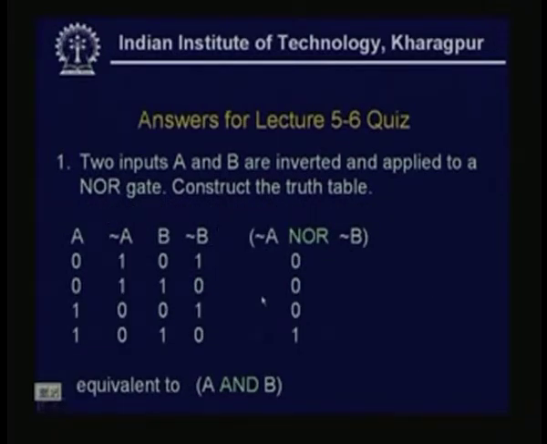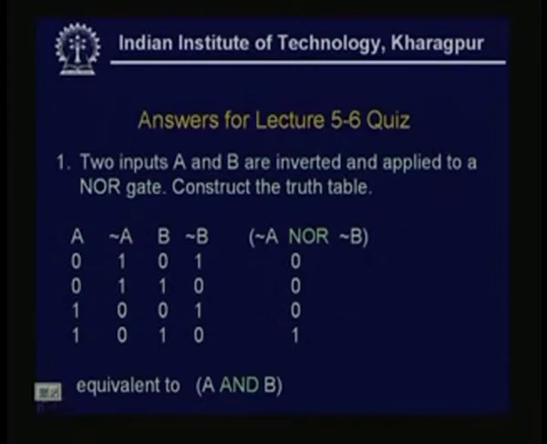Now, A and B are inverted. So, if A takes the values 0, 0, 1, 1, this complement of A, or negation of A, will be 1, 1, 0, 0, it is inverted. Similarly, if B has the value 0, 1, 0, 1, then negation of B will be 1, 0, 1, 0. Now, what will be the output for negation A and negation B, because these are the two inputs.